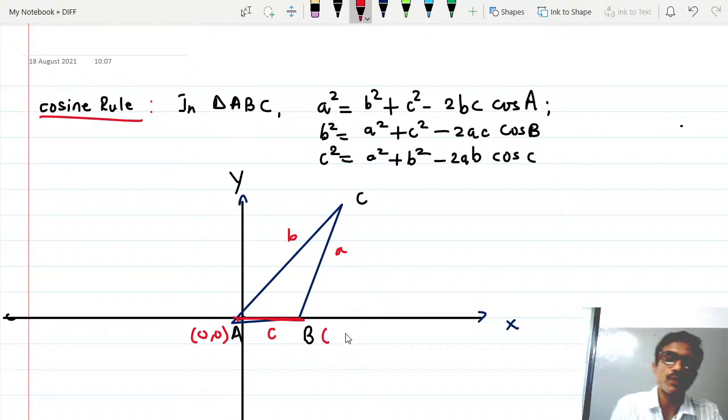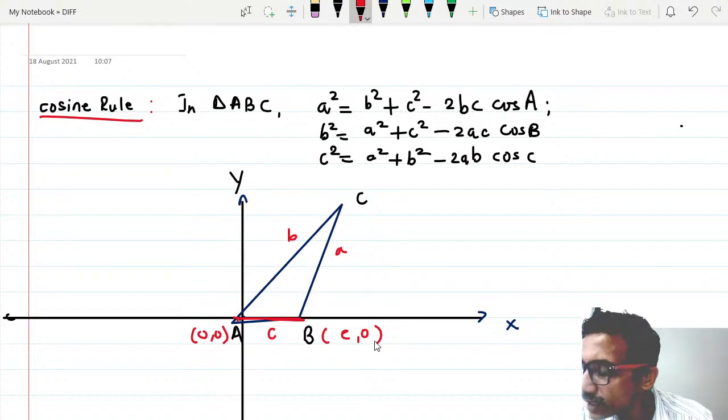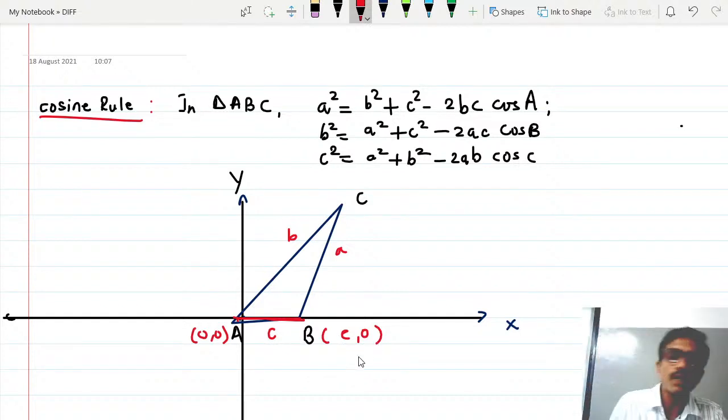Absolutely right. Because this point is on the x-axis, the y coordinate of this point will be 0, and the x coordinate is the distance of the point from the origin, that is equal to c. Lakshmi Bhavar, your answer is right. Kajal, very good. Many students are answering, very nice.